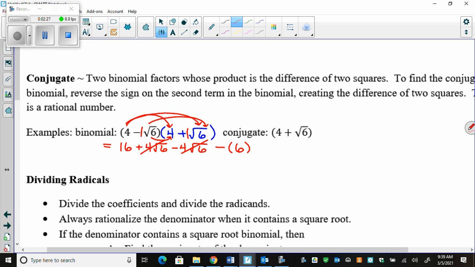Do I have any radicals left? Did the radicals all go away? Yes, because I multiplied by the conjugate. That's the point of multiplying by conjugate. Your radicals will disappear, evaporate. So now we have 16 minus 6, which is 10. And I got rid of all of my radicals. And the reason why we need to do that is we always have to have a denominator without a radical in it. That's the rules. It's called rationalizing the denominator, which means getting rid of the radical.